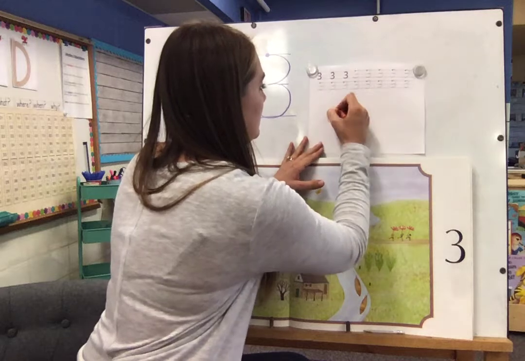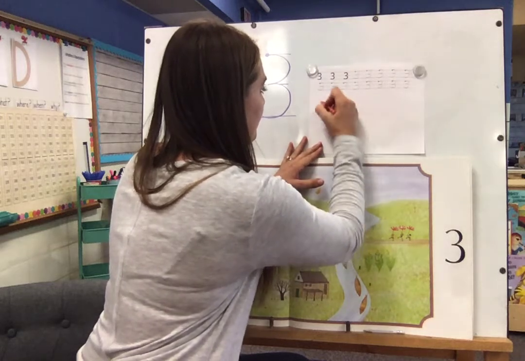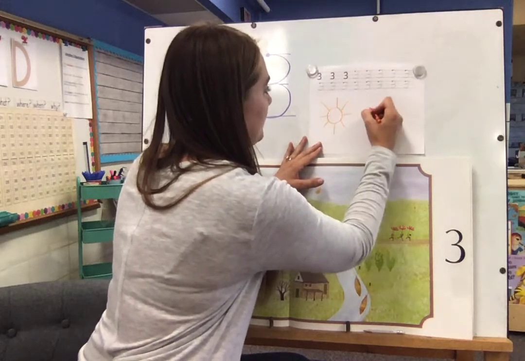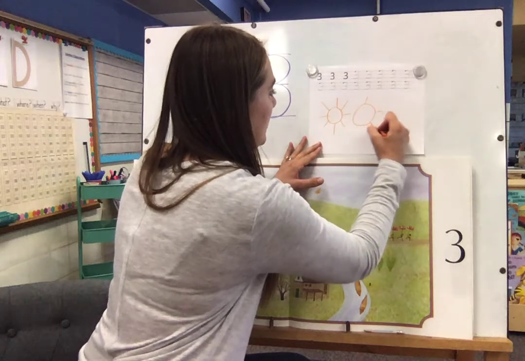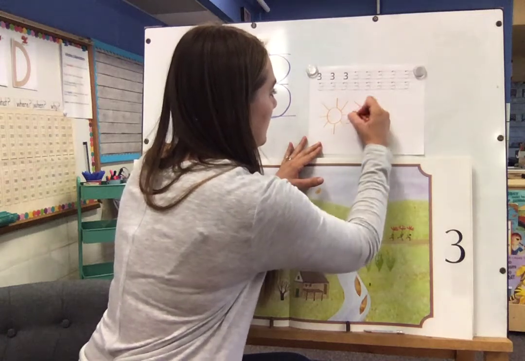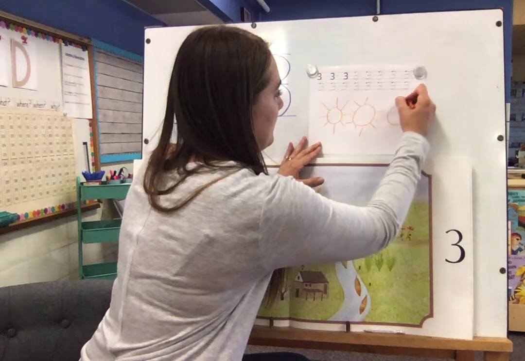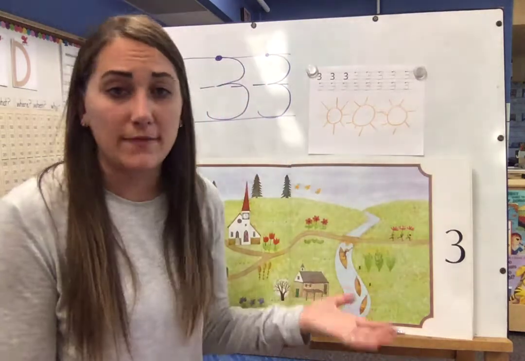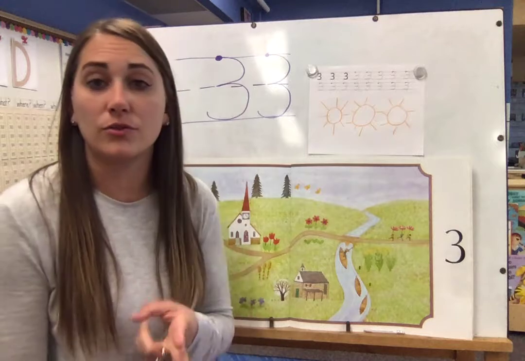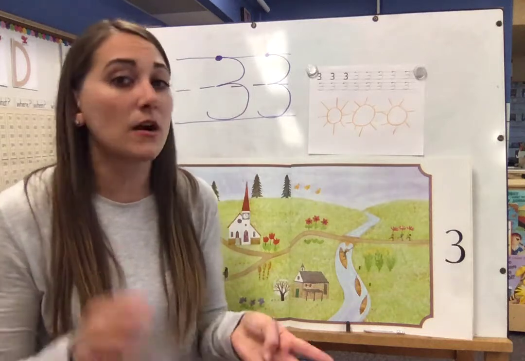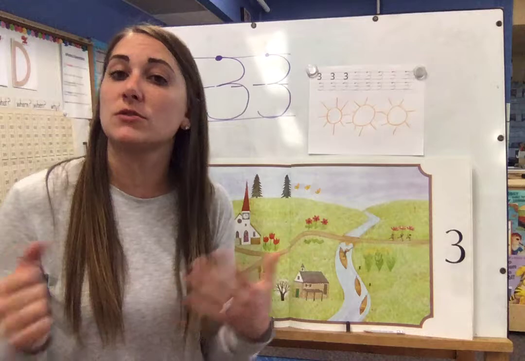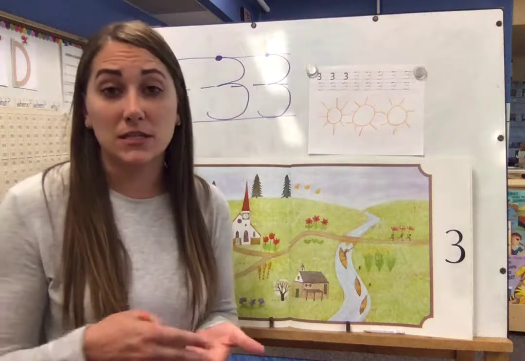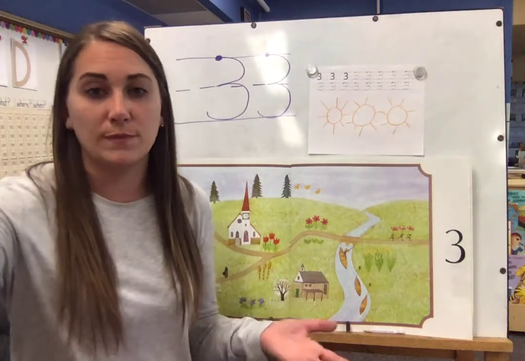1, 2, and 3. Now when you're drawing, you could choose to draw 3 of anything. It could be 3 flowers or 3 hearts or 3 stars or 3 people or 3 dinosaurs or 3 shoes or whatever you decide that you want to draw. As long as it's 3 of the same thing to show a group of 3.